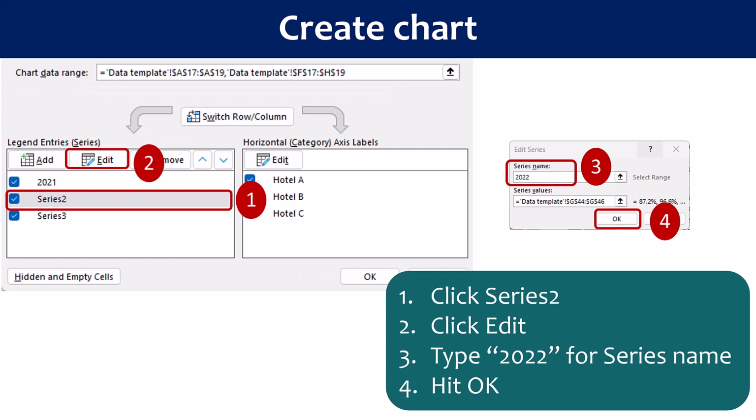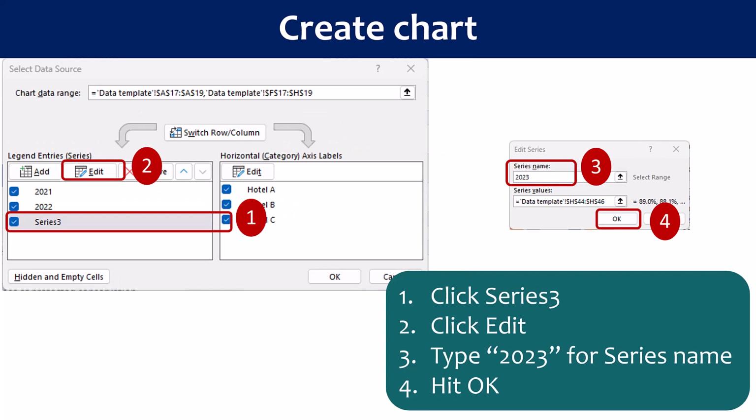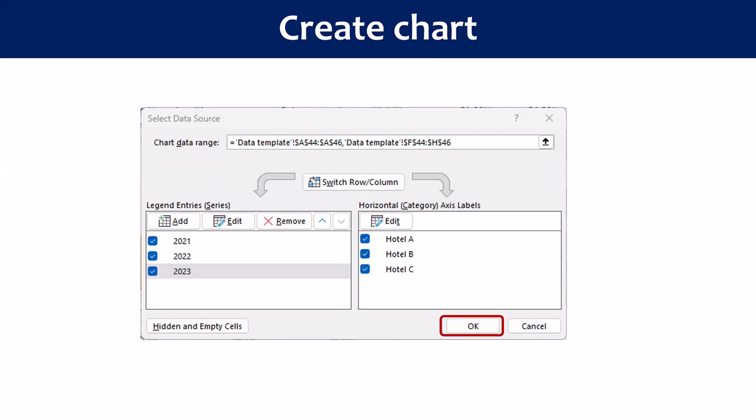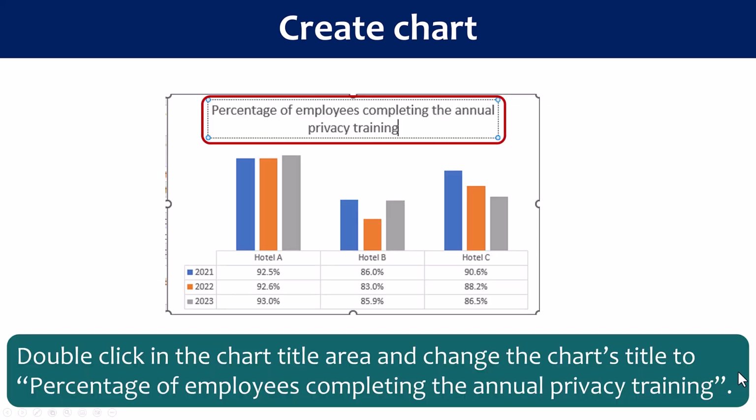Repeat the steps for Series 2 by clicking Series 2 and then clicking Edit. Next, type 2022 for series name and hit OK. Repeat the steps for Series 3 by clicking Series 3 and then clicking Edit. Next, type 2023 for series name and hit OK. Click OK after all the series have been updated. Double-click in the Chart Title area and change the chart's title to Percentage of Employees Completing the Annual Privacy Training.